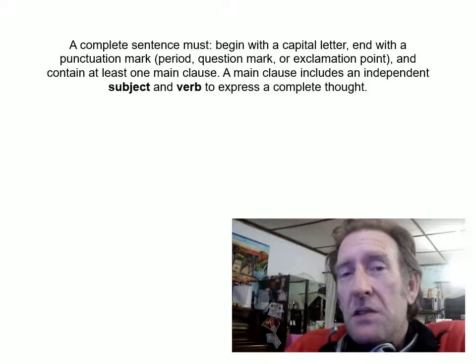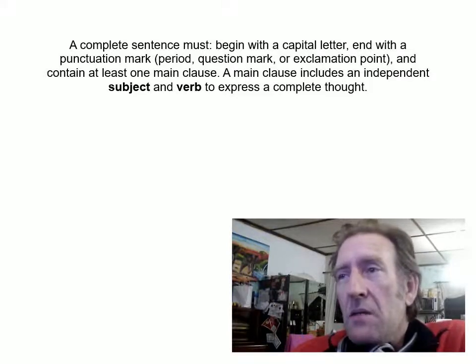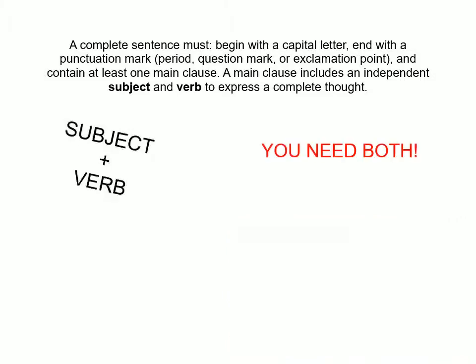Right, so by definition, a sentence has to contain two things: a subject and a verb. If it has those, it can function as a main clause. A main clause is a full sentence. We'll also look at subordinate clauses, but as long as you have an independent subject and a verb, you have the makings of a full sentence. And of course, we mustn't forget capital letters and punctuation marks.